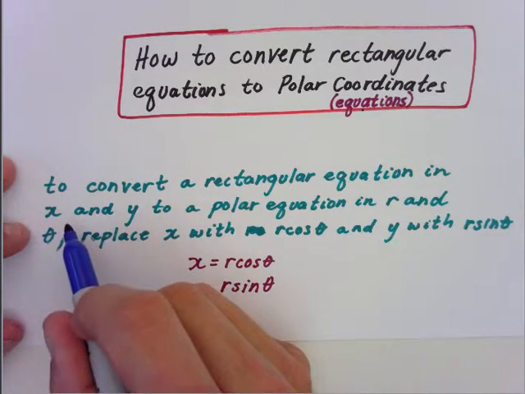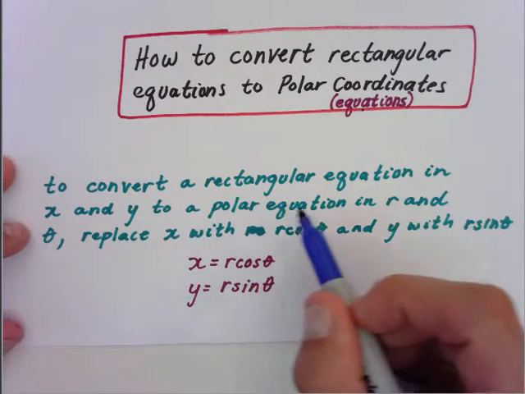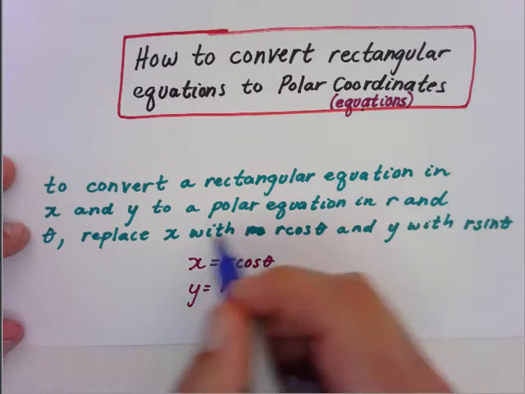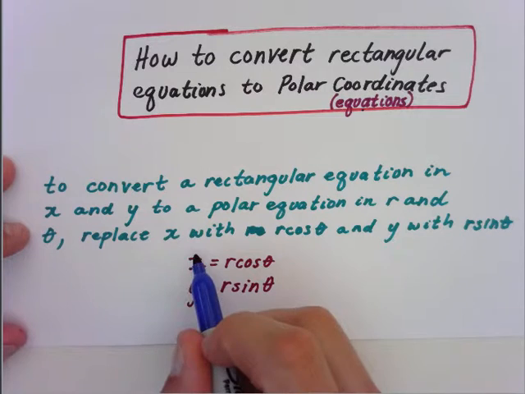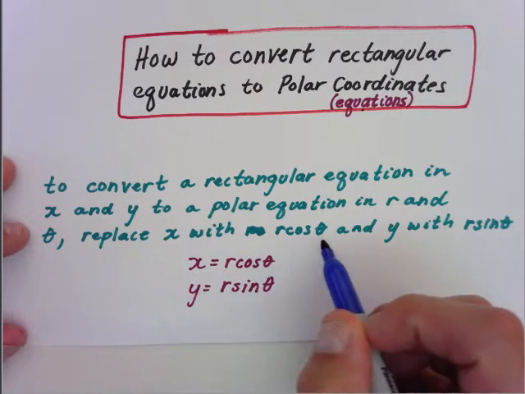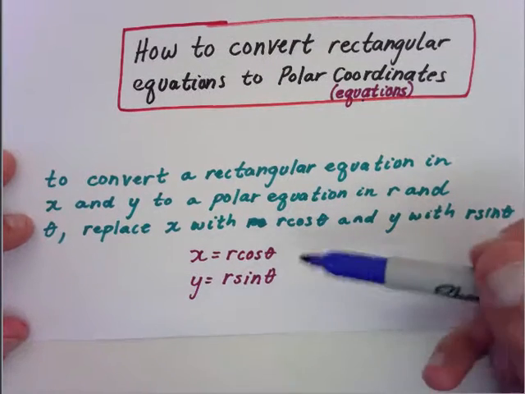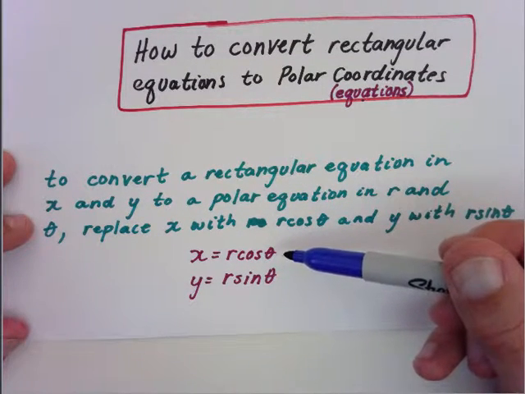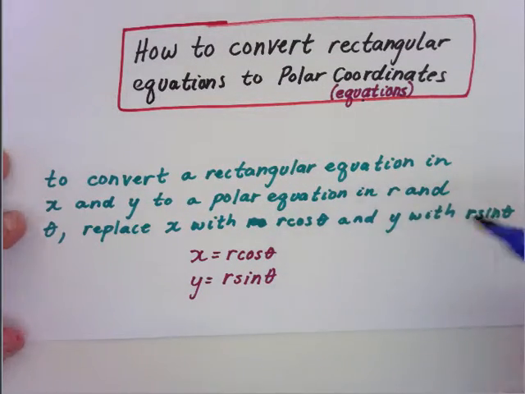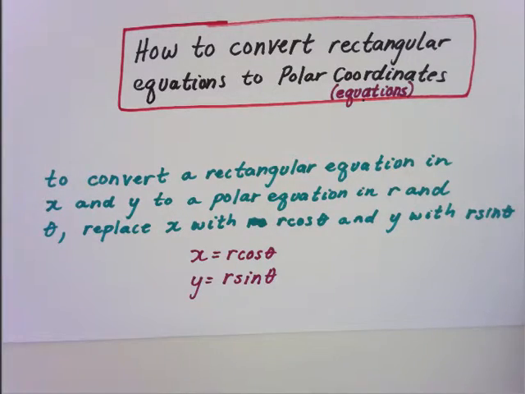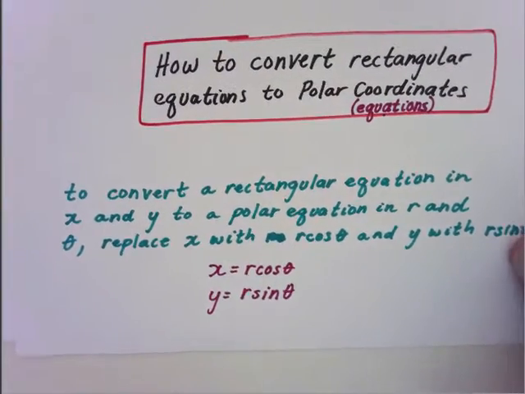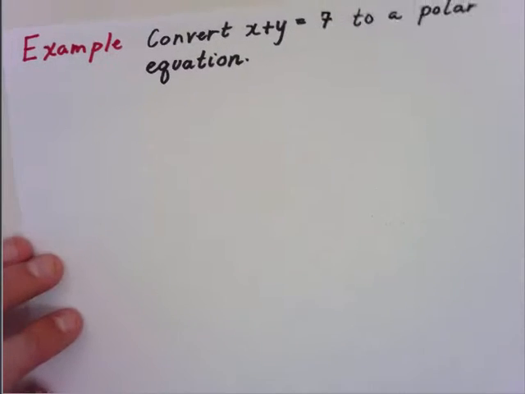So instead of writing our equation in terms of x and y, we're going to write it in terms of r and theta. So we're going to replace x with r cosine theta and replace y with r sine theta. That is the following. So x is going to be replaced by r cosine theta, y is going to be replaced by r sine of theta. Okay, so this is our first example, so let's go ahead and take a look at it.